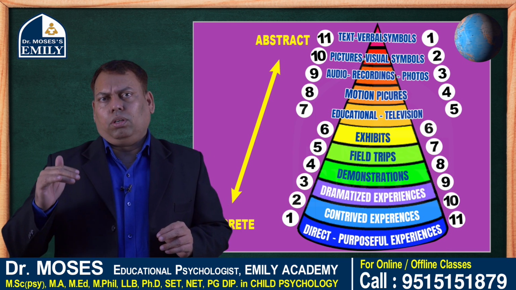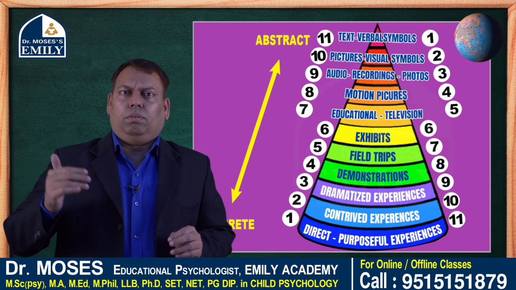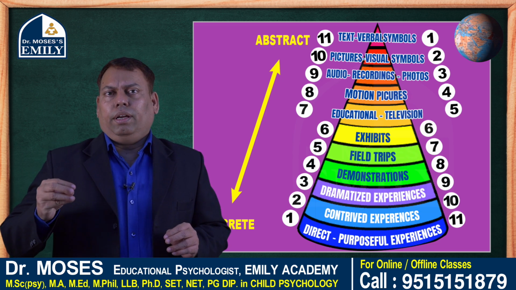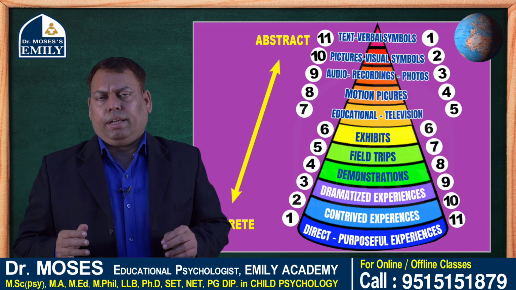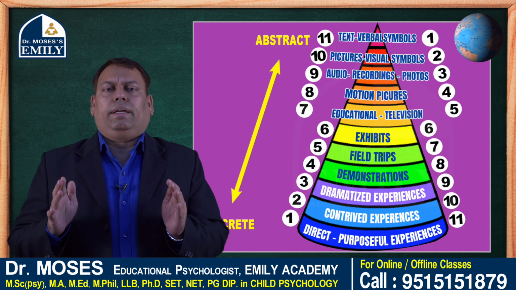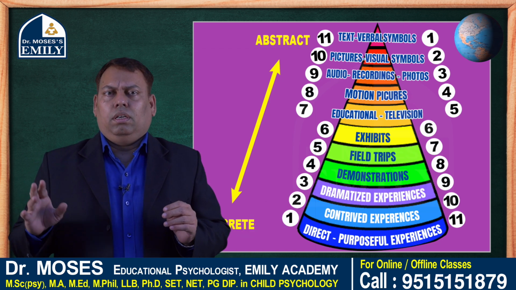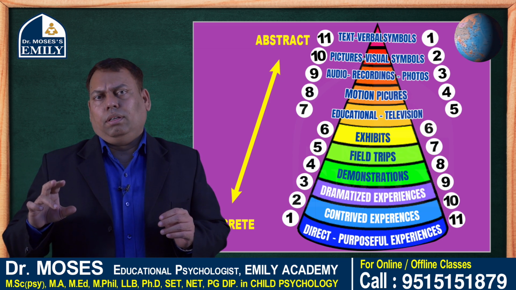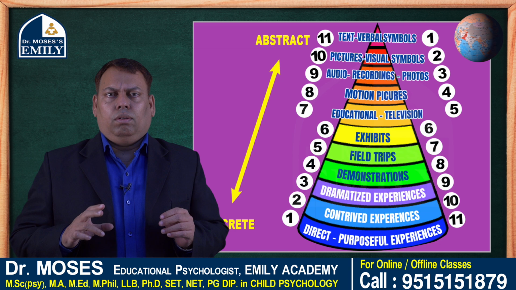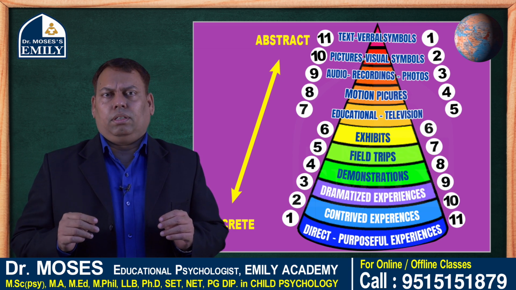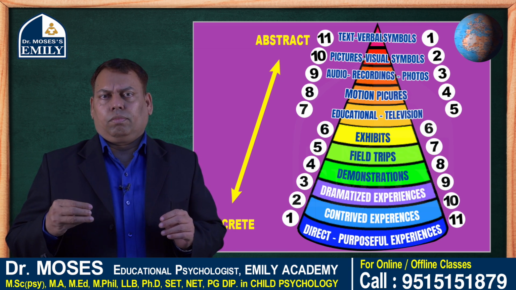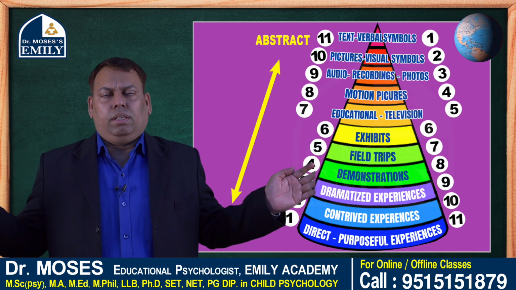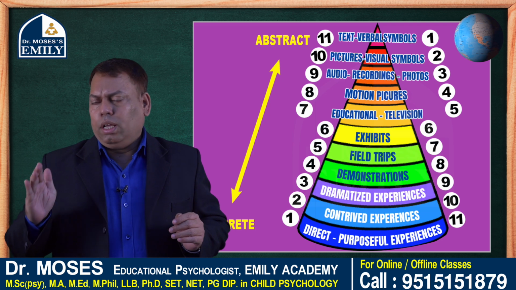So from bottom to top, experiences arranged from concrete to abstract. More effective learning to less effective learning. The first one, direct and purposeful experiences. The second one, contrived experiences. The third one, dramatization. Fourth one, demonstration. Fifth one, field trips. So field trips means visiting nearby places. So field trips is also called study trips.